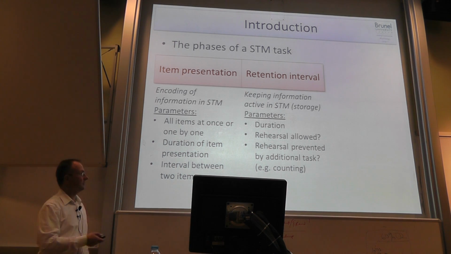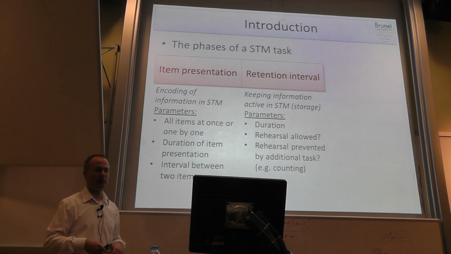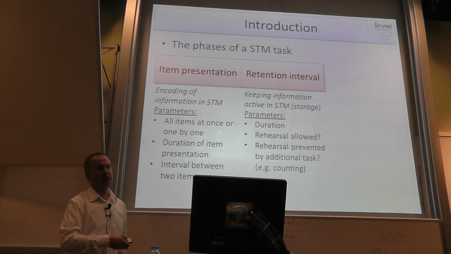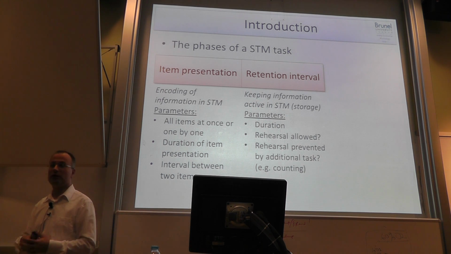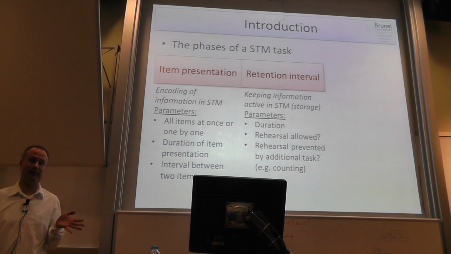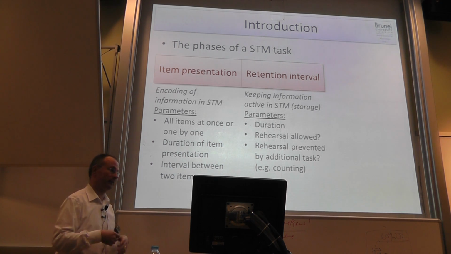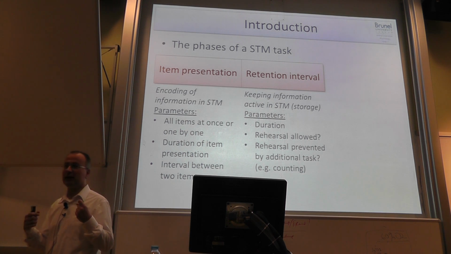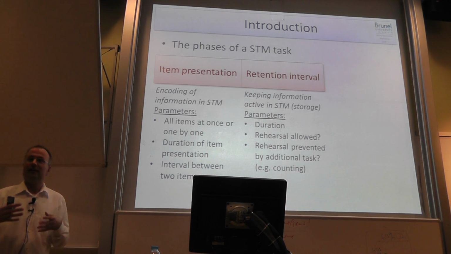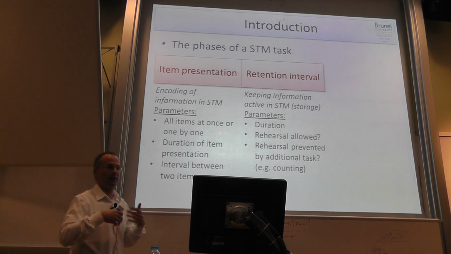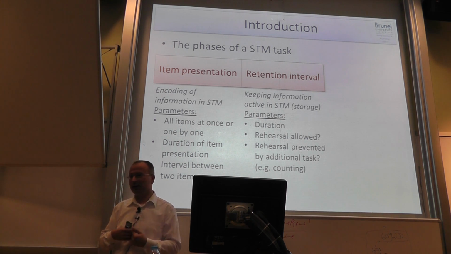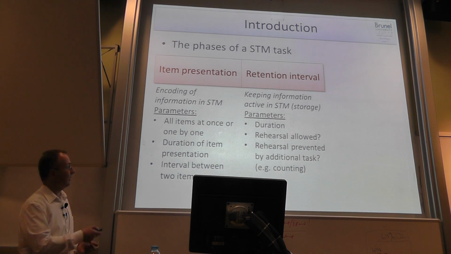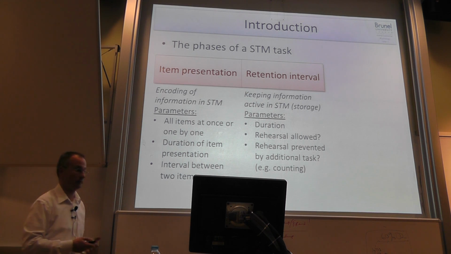If you do not allow that, you can prevent rehearsal by adding a task. For instance, to say, okay, during the retention interval, please count backwards in threes starting from 397 or something. And then they have to say 397, 394, 391, and so forth. Or a very simple task would be, please say the word "the" repeatedly, like "the, the." This also already occupies your rehearsal process so that you can't do that. And this will greatly affect the outcome you have.